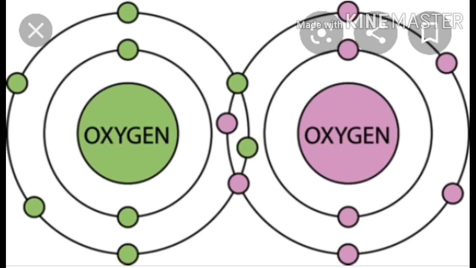These 2 electrons are common to both the atoms, so that it attains 2 plus 6, that is 8. In the same way, the other oxygen atom also attains 2 plus 6, 8. So the covalent bond is formed in the same manner. Okay, hope you understand this.